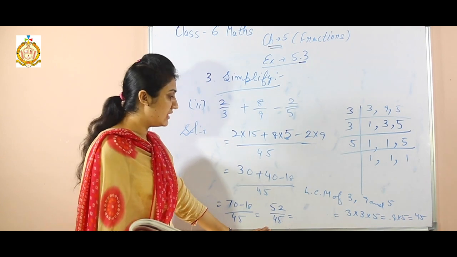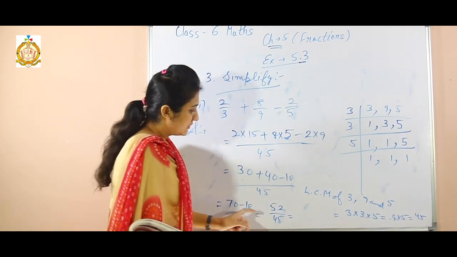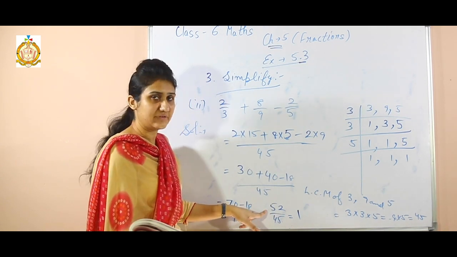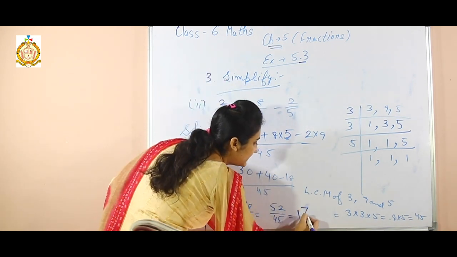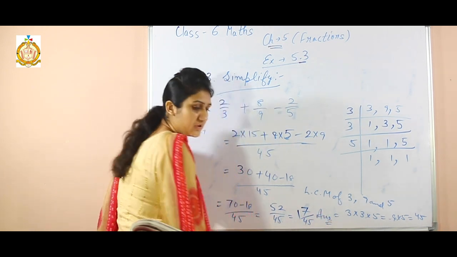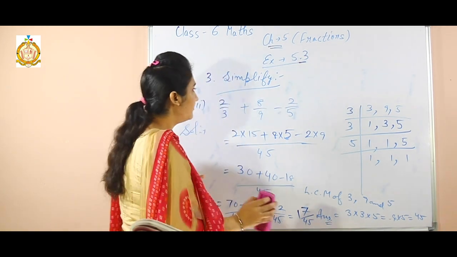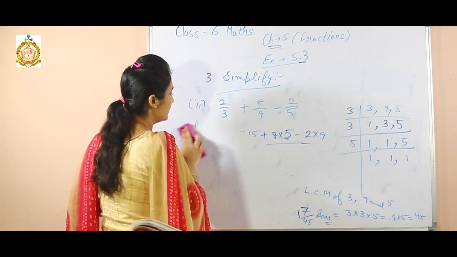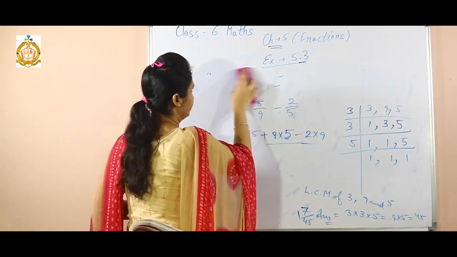Now you can again make it a mixed fraction by dividing the terms. 45 ones are 45 and here we are left with 7. So our remainder is 7 upon 45 and that's the answer. So in this manner you have to complete your exercise of chapter number 5.